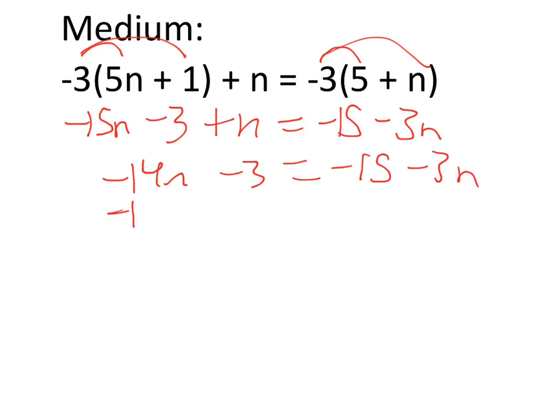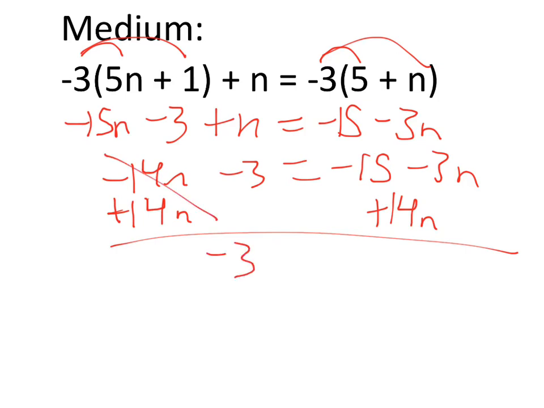So again, I'm going to take this 14. I don't want to subtract 14n, I want to add 14n, because that's going to undo the negative 14n there on the left side. On the left side we just have 3, those are gone. Right side we got negative 15. The negative 3n plus 14n is going to give you positive 11n.